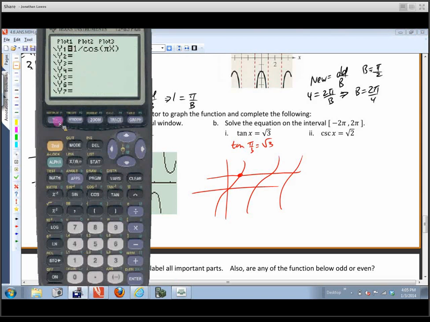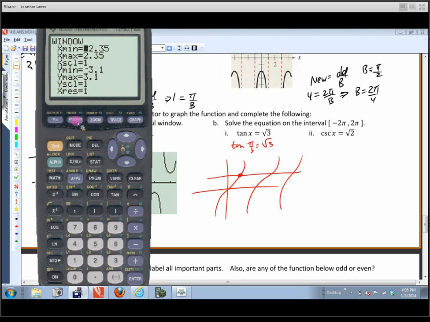So I'm going to graph the tangent function. So I'm going to clear this off and type tangent of x, close the parentheses, okay? And then in y2, I'm going to graph square root of 3. So that's just going to be a horizontal line at the square root of 3. So let's take a look at what this looks like, and again, it would be useful if we did this. We've got to go from negative pi halves to pi halves.